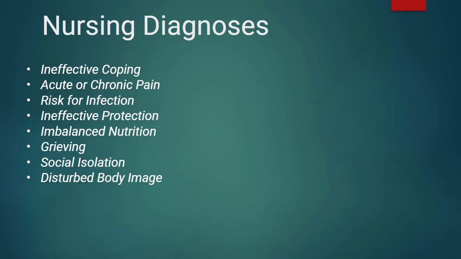When caring for patients with cancer, we often see a variety of nursing diagnoses that guide our care plans. One is ineffective coping. A cancer diagnosis is overwhelming, and patients may struggle emotionally, spiritually, or mentally to deal with the stress. Nurses provide support, resources, and referrals. Acute or chronic pain is another major issue. Pain can come from the tumor itself or from treatments, and managing it is a priority. Patients are also at risk for infection. Because of bone marrow suppression, their immune defenses are low, so infection control is critical.